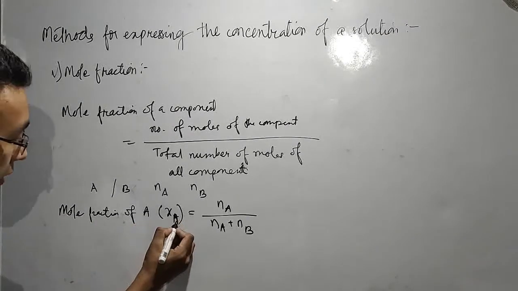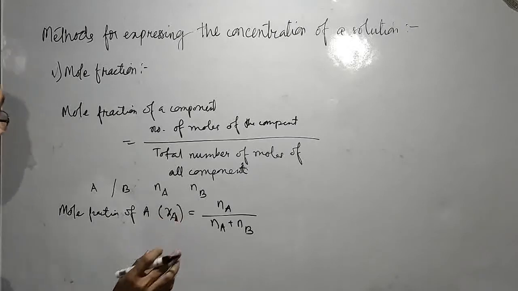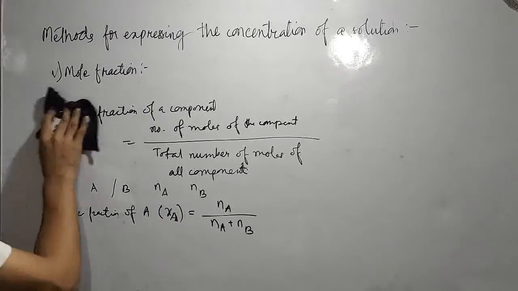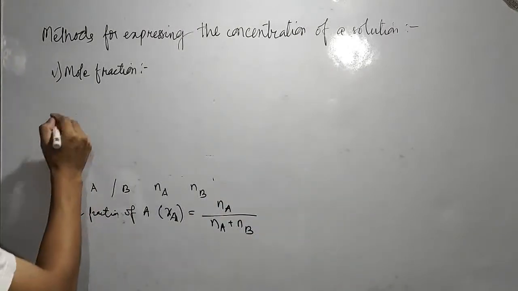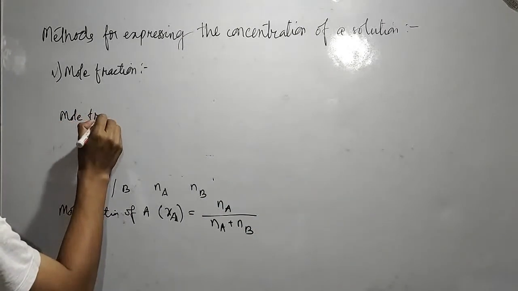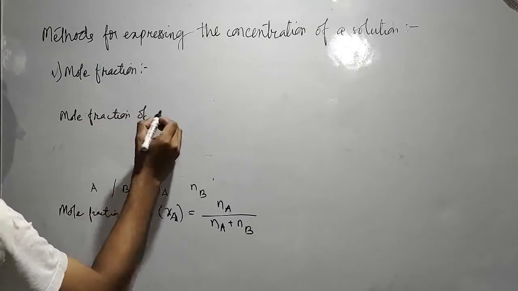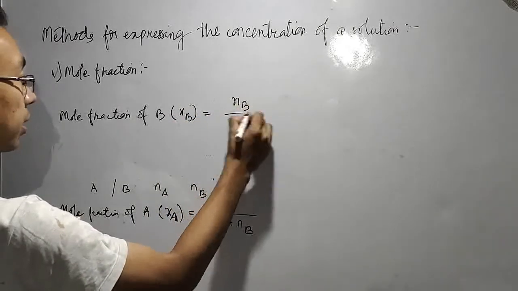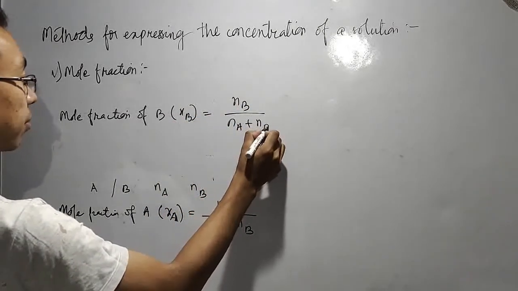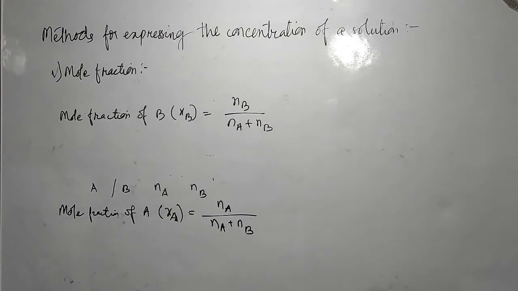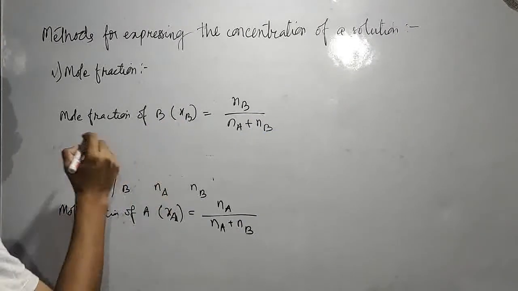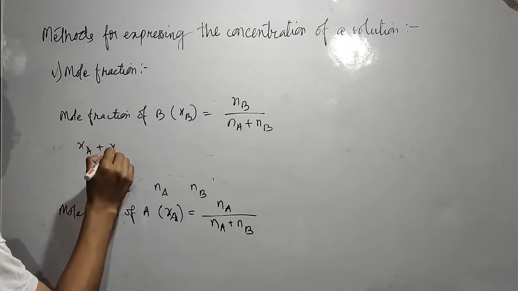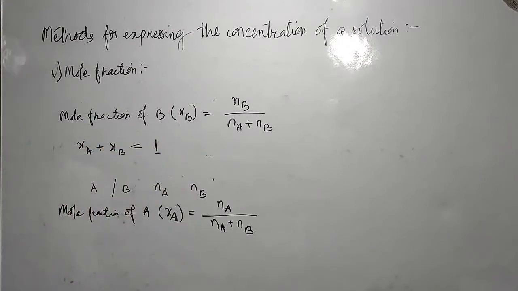If we are asked to find the mole fraction of component B, written as Xb, it will be equal to Nb divided by Na plus Nb. Now remember, the sum of these two mole fractions, Xa plus Xb, will always be unity. If it is more than 1, that means the answer is not right.